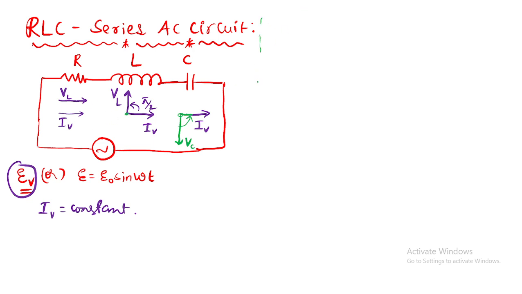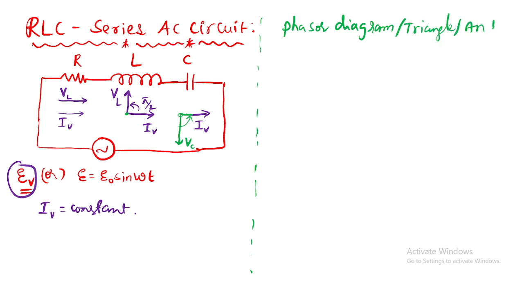So I'll draw the phasor diagram related to it. Phasor diagram, triangle, analysis, all are the same only. From the figure, all the things I am writing together. Yes or no? Now I will try to write. Here this is VL. The current will be like this only, no? IV, everywhere IV only.